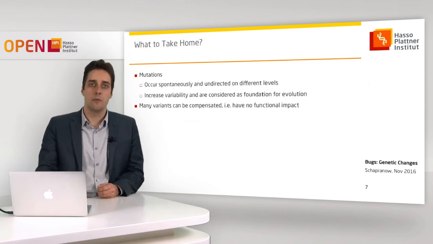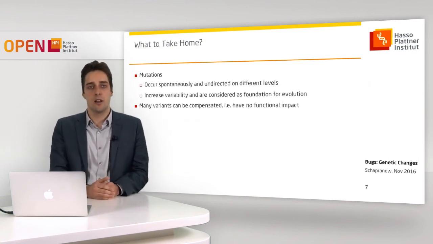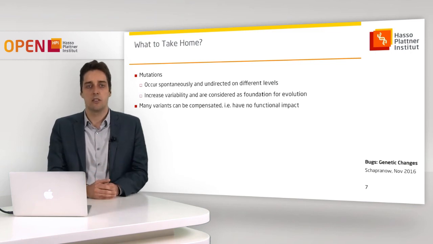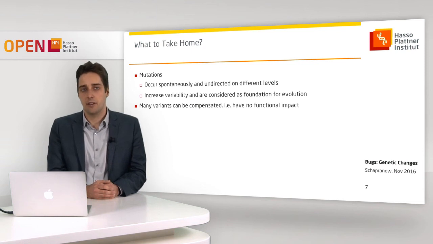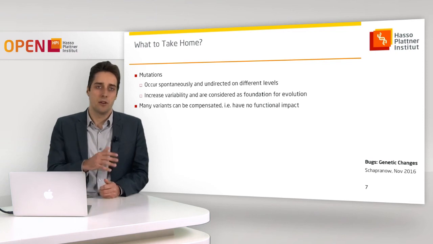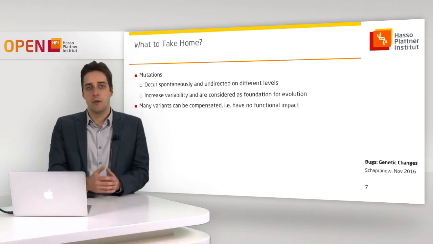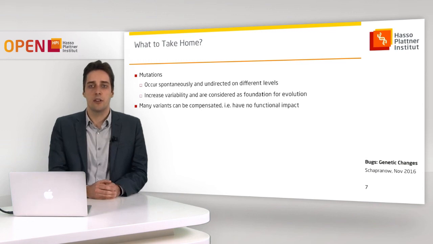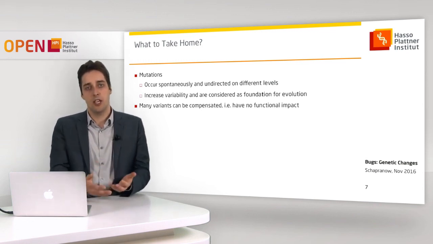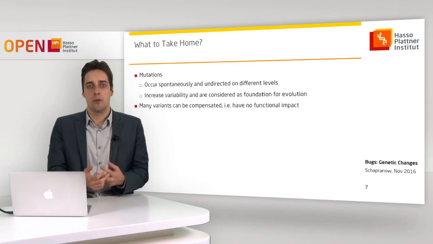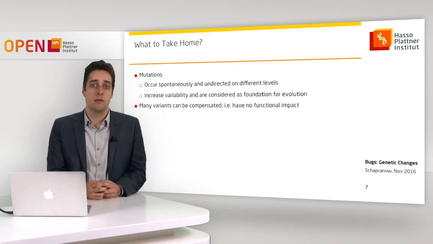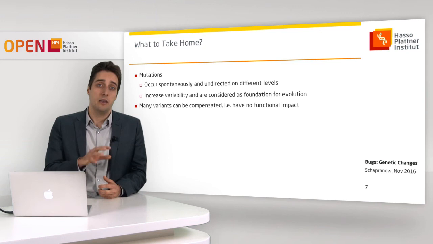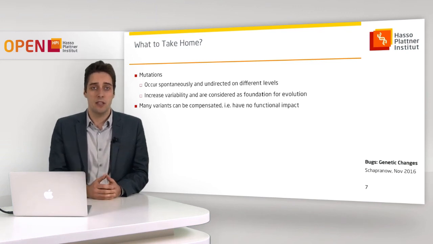What to take home from this lecture? It's important to understand not every variation is necessarily a mutation. Mutations are occurring spontaneously and undirected on different levels, on gene level, on chromosome level, and on the whole genome level. And it's very important also to understand that these mutations are not necessarily always pathogenic, so they are not always bad. They are important to increase the variability and the ability to adapt to certain environmental settings. So they are also the foundation for evolution.